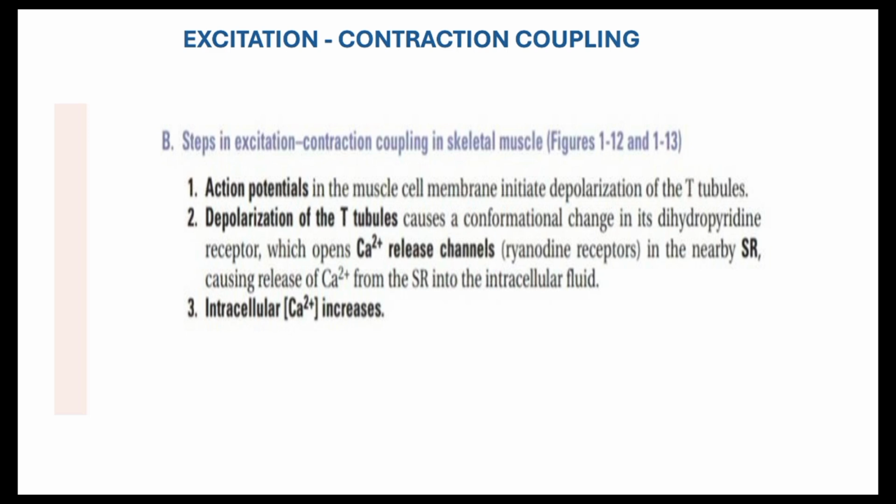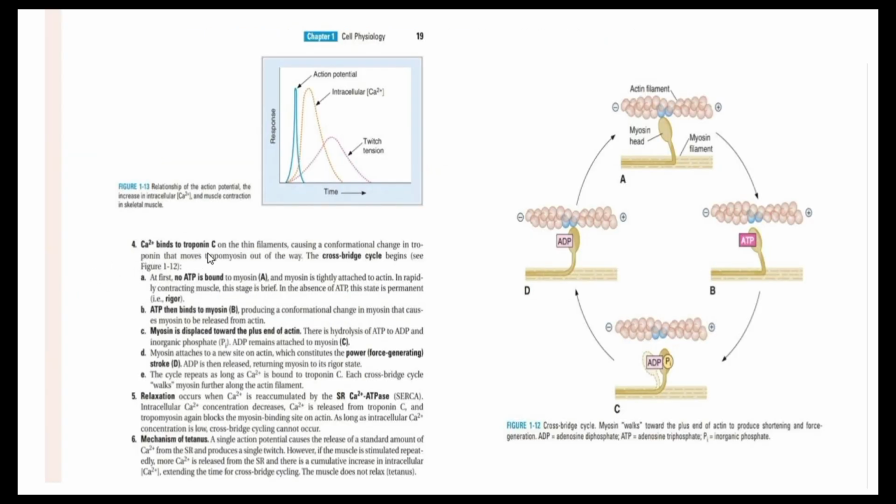Okay, so the next step is the binding of calcium to troponin C. When the intracellular calcium increases, the calcium binds to troponin C. In the resting state, the tropomyosin prevents the interaction between the thick and thin filaments. But when calcium binds to troponin C on the thin filaments, it causes a conformational change in the troponin that moves the tropomyosin out of the way, and the cross-bridge cycle begins. Okay, so how the cross-bridge cycle works, let's look into this diagram.